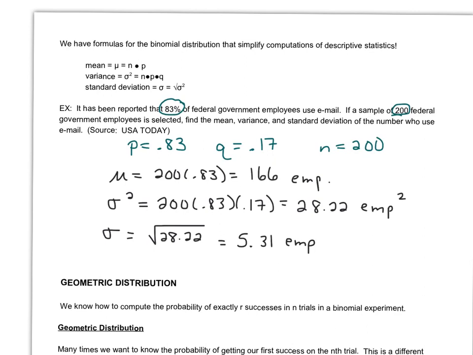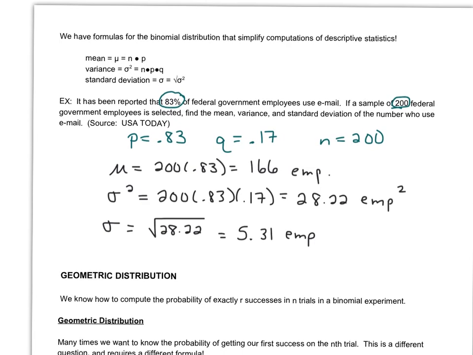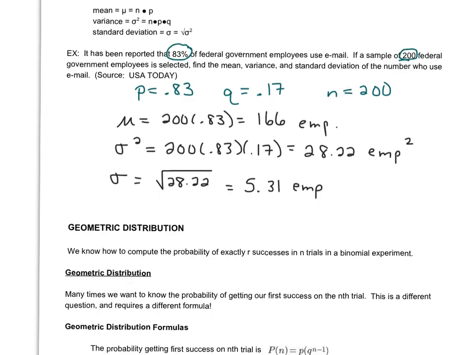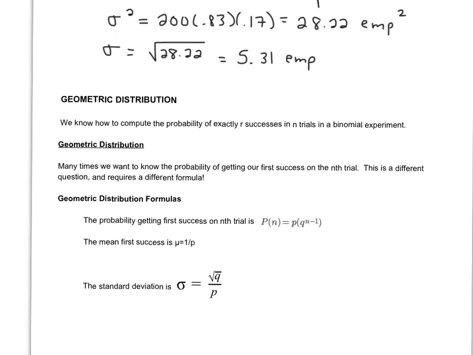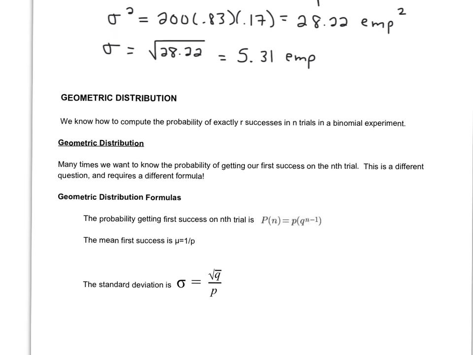So we're going to look at another distribution, which quite honestly the formula is very simple, a little more straightforward, but it finds a totally different thing. Our probability of finding r successes in n trials was our binomial. That's what we just did. So the geometric is going to do a totally different thing. It finds out what is the probability of getting our first success on the nth trial. So if I'm flipping a coin, I might ask, what's the probability the first time I see a head is on the 8th flip, or 9th flip, or 10th flip? So something a little different.